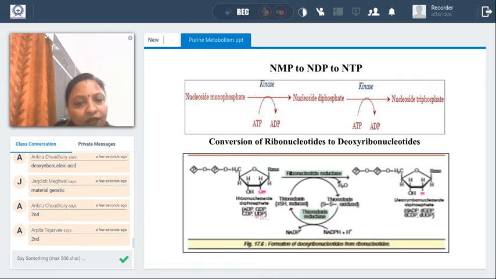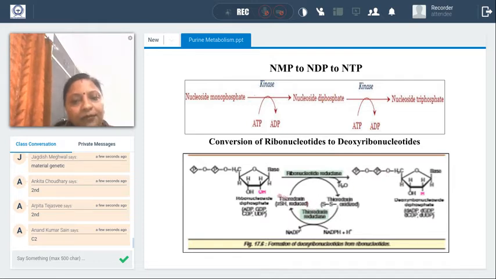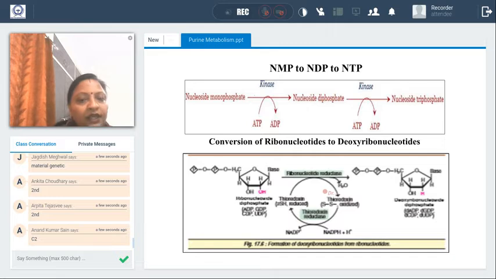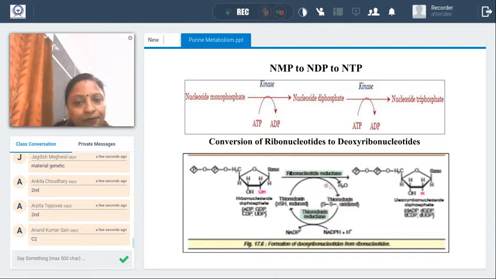ribonucleotide diphosphate converts into deoxyribonucleotides in the presence of an important enzyme. The name of the enzyme is important: ribonucleotide reductase. It is a very important enzyme, ribonucleotide reductase.